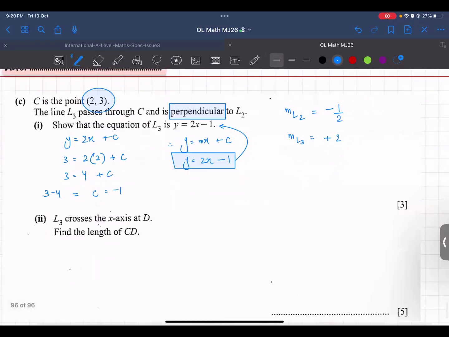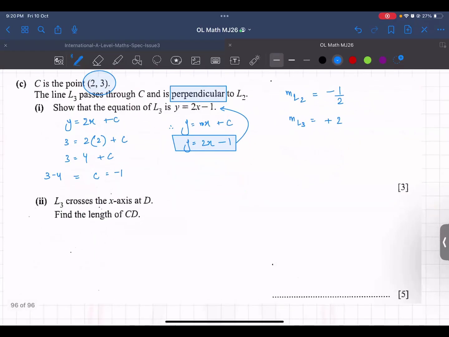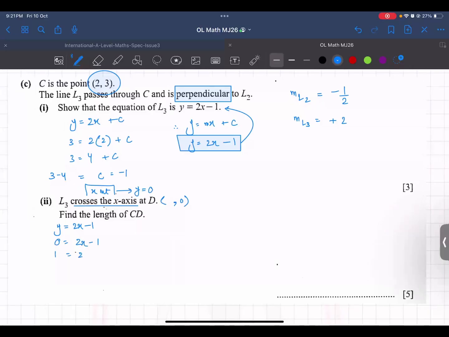Okay. Then they're telling us that line 3, we know the equation of line 3 is y equals 2x minus 1. It is crossing the x-axis. Crossing the x-axis means the x-intercept. And at the x-intercept, we know that the value of y is 0. So it is crossing the x-axis at point D. So at point D, the value of y would be 0. We want to find the value of x at that point. So your y is 0, 0 equals 2x minus 1. So 1 is equal to 2x, and so your value is coming out as 1 upon 2. So this means the point D is (half, 0).